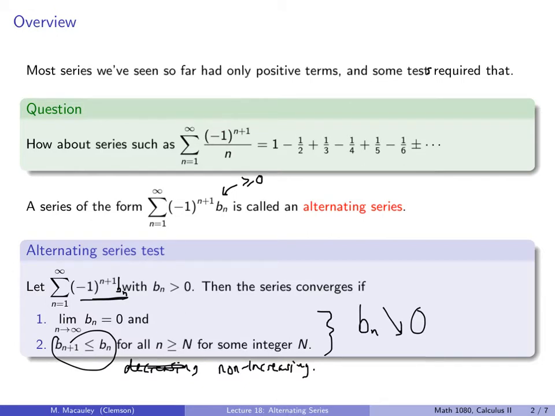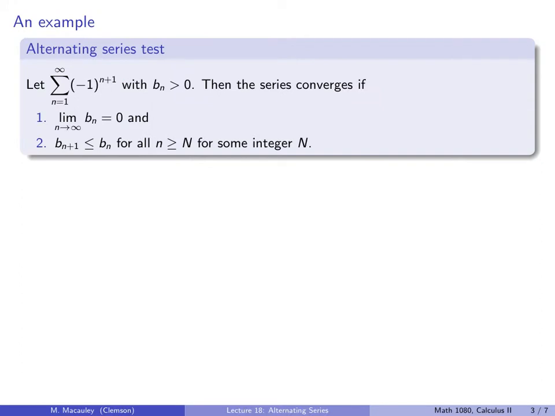So if we have an alternating series and the b_n's decrease to 0, then the series converges. No ifs, ands, or buts. This is not the case for positive series. Remember, for positive series, just because the terms tended to 0 did not mean it converges. Here, it does, assuming that they actually are decreasing. We don't have anything bouncing up and down. Okay, so here's the alternating series test again.